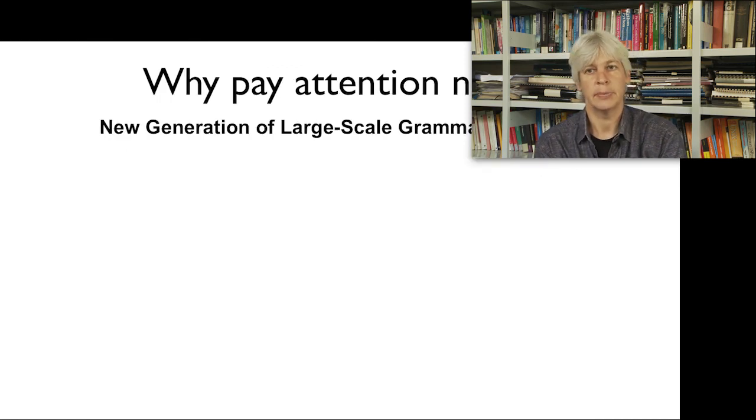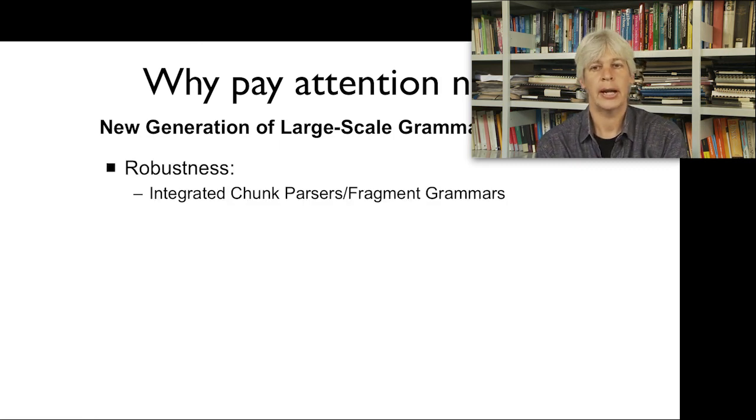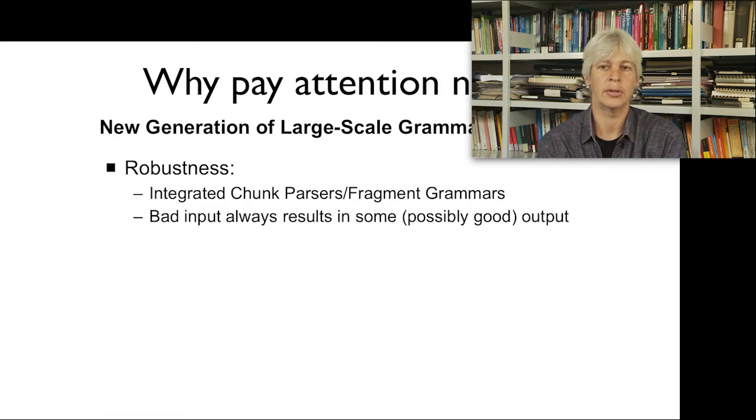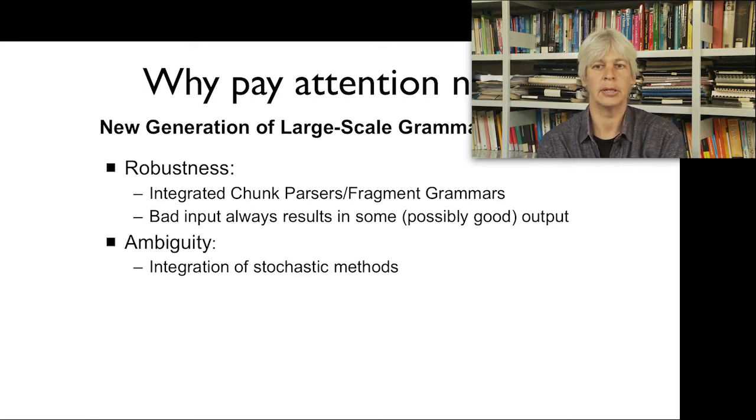And this slide is about, well, why pay attention now? That's because there's a new generation of large-scale deep grammars, which are actually able to be robust. In the LFG grammars, we've integrated chunk parsers, fragment grammars. You can integrate optimality theory, you can integrate rankings, etc. And as I showed you for the English call grammar, you can allow bad input, but you can then also make good output. So they're much more robust than they used to be.